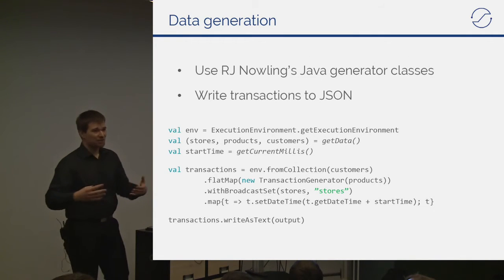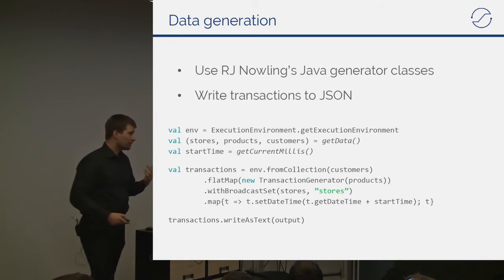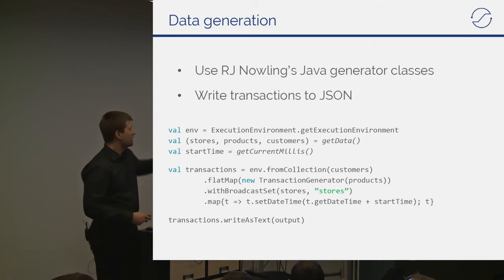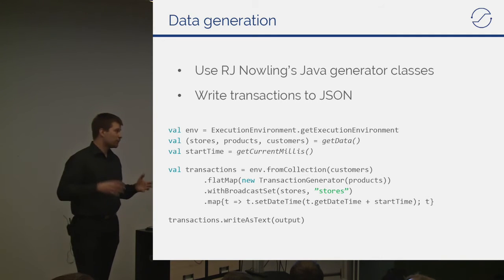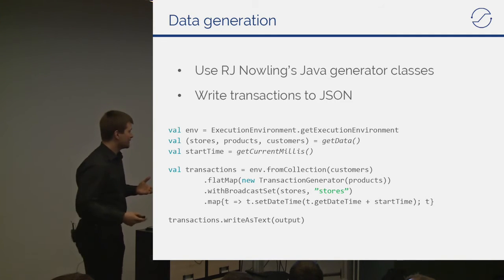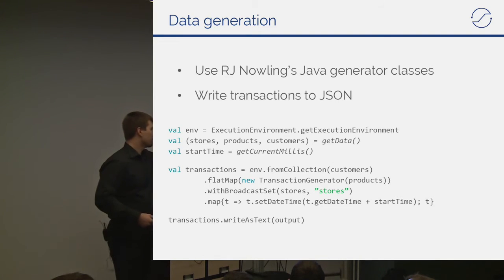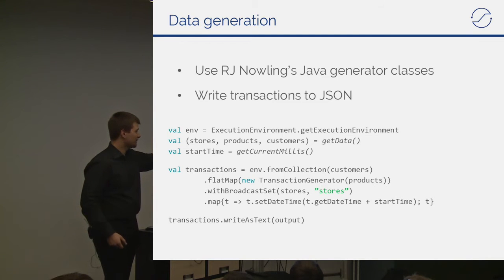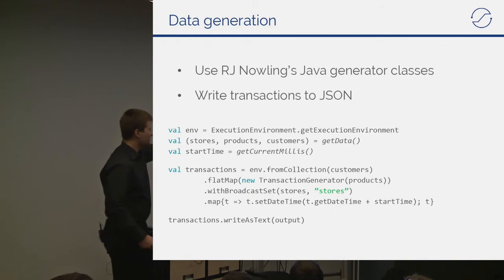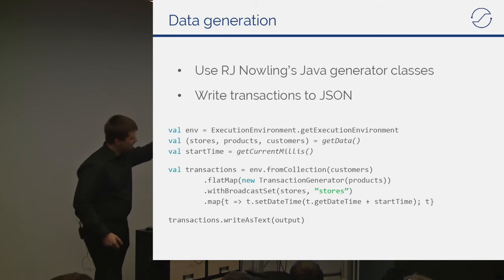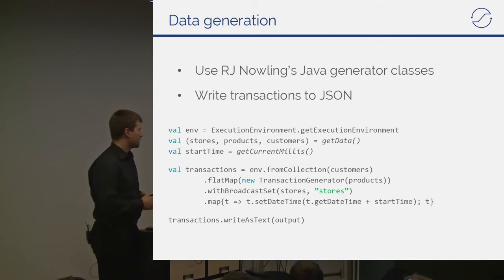And let's get to the coding part. So one of the BigPetStore guys, Ronald, has implemented the model in some Java generator classes, and we are going to go over that real quick. So of course, for every DataSet API program you need an environment, and then for the model we get the data from Ronald's Java generator classes. Basically we need three things: the stores, the products, and the customers. Ronald did that for us.